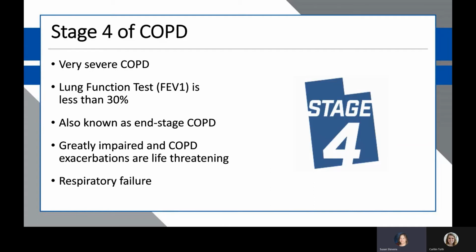Stage 4 of COPD is very severe. The lung function test is less than 30%. It's also known as end-stage COPD, and it's greatly impaired, and COPD exacerbations are life-threatening. This could also be respiratory failure.